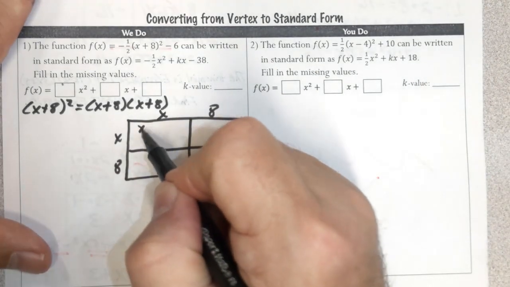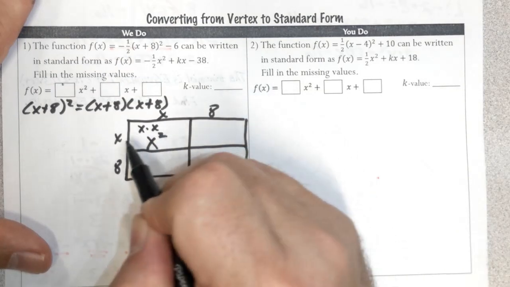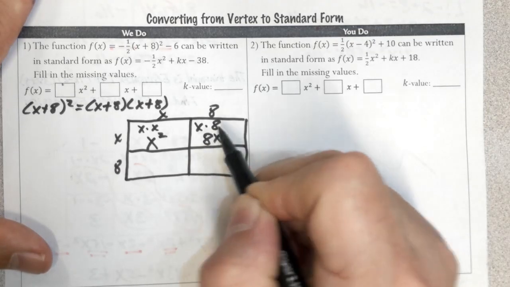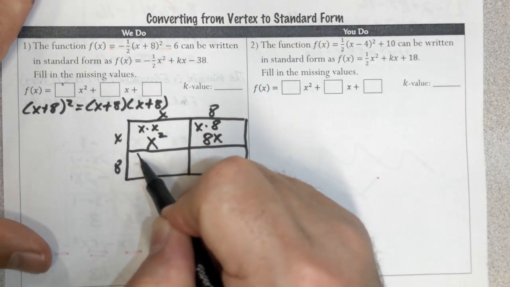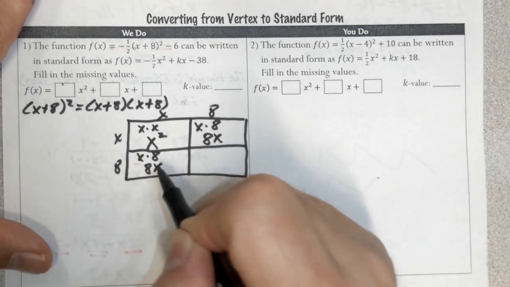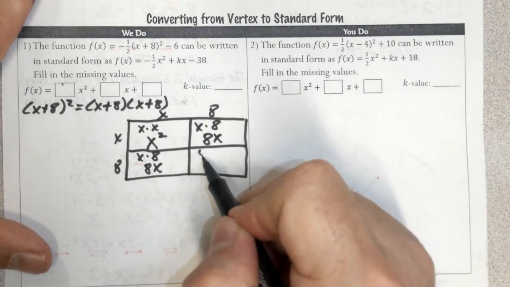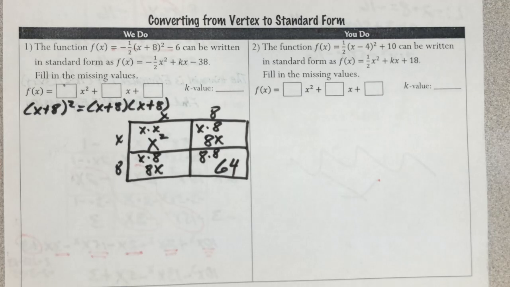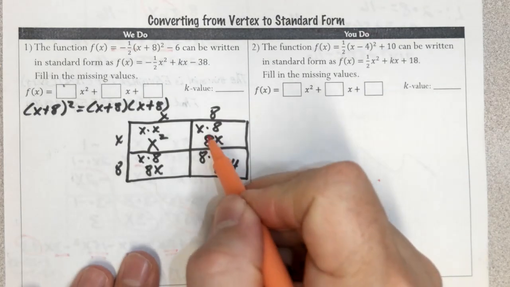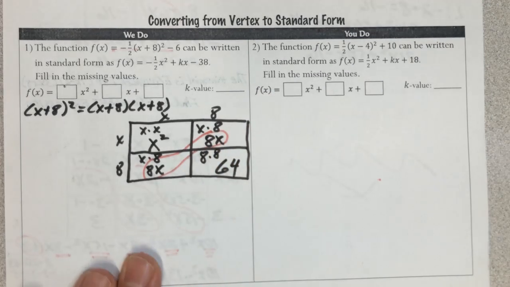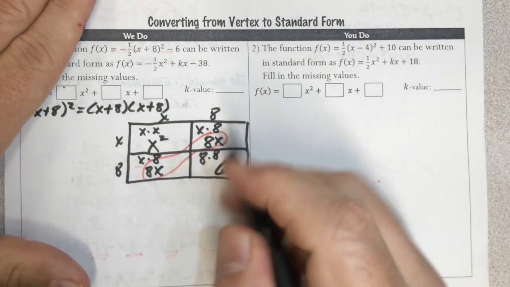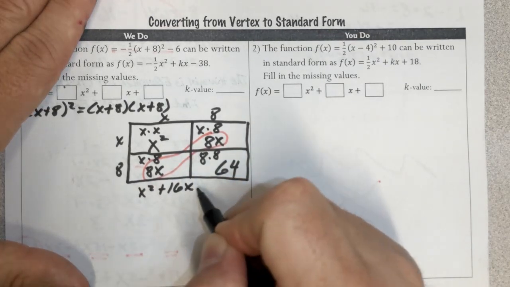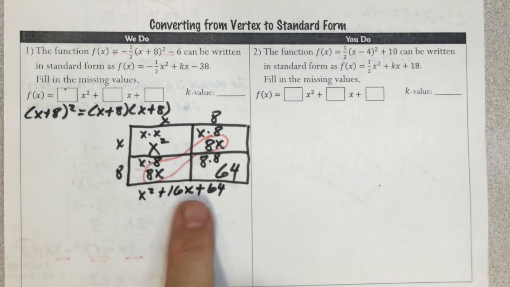And so now this first box will be x times x, which is x squared. Then we're going to go x times 8, which gives us 8x. And then x times 8, which gives us 8x. And then 8 times 8, which gives us 64. And so now we want to put these boxes together, 8x plus 8x. So 8 plus 8 is 16. So our final answer is going to be x squared plus 16x plus 64. So this is the trinomial.